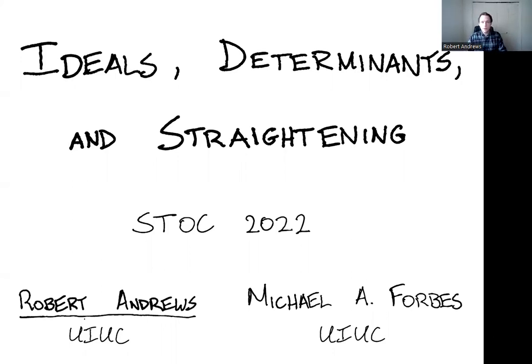Hi, my name is Robert, and I'll be telling you about our work entitled Ideals, Determinants, and Straightening. This is joint work with Michael Forbes. So this is some work in algebraic complexity.